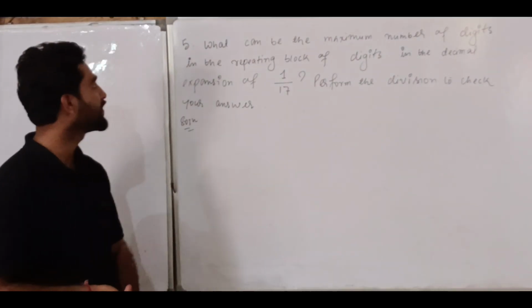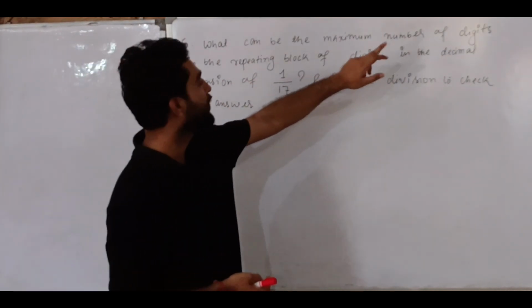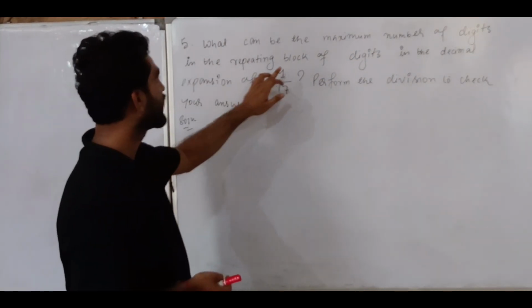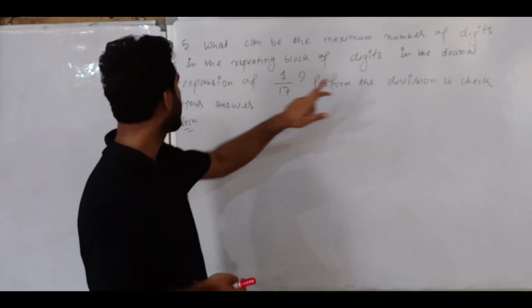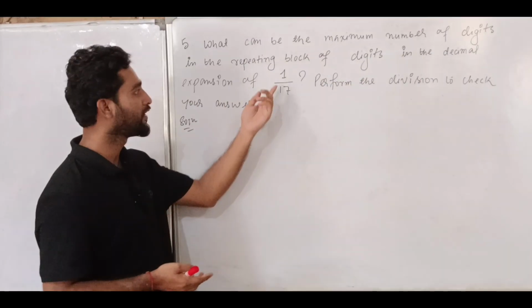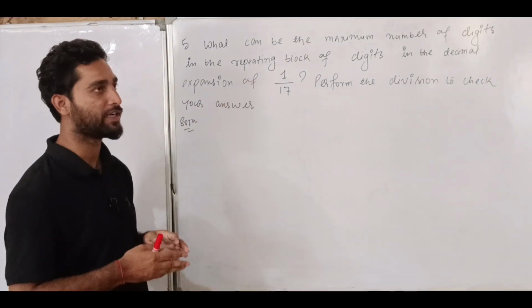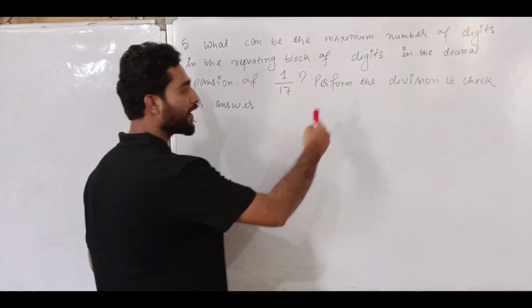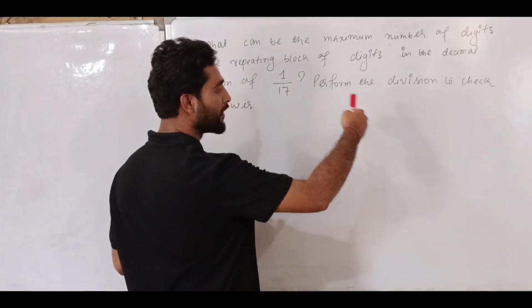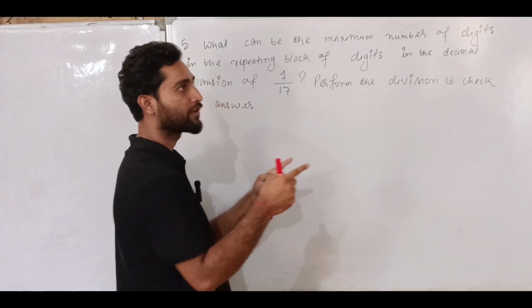Okay, now let's see this question number 5. What can be the maximum number of digits in the repeating block of digits in the decimal expansion of 1 by 17? So this one is a very easy question. You can perform it by yourself. Just divide 1 by 17 and check after how many digits the digits will be repeating.